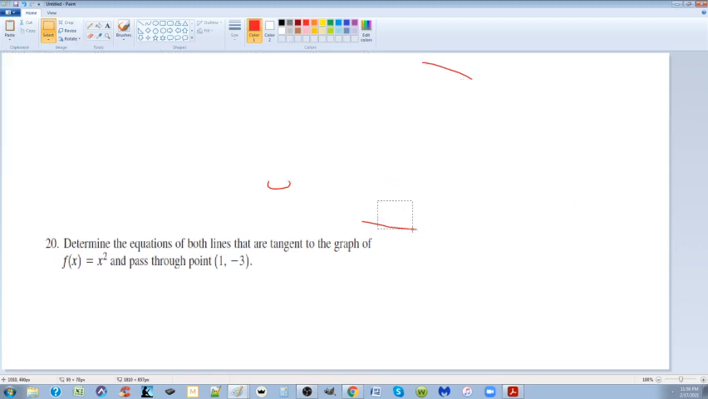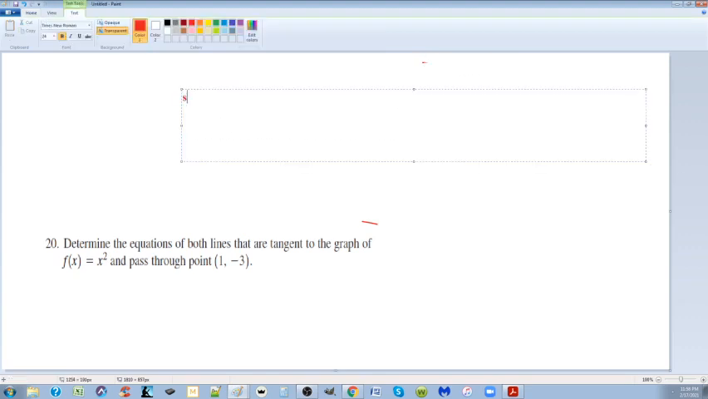Want me to do the steps again in case that was too fast? Okay, step 1. Step 1, find the slope of the line.